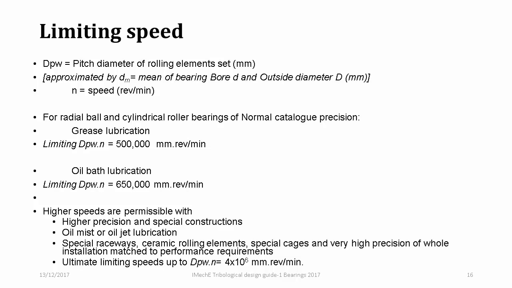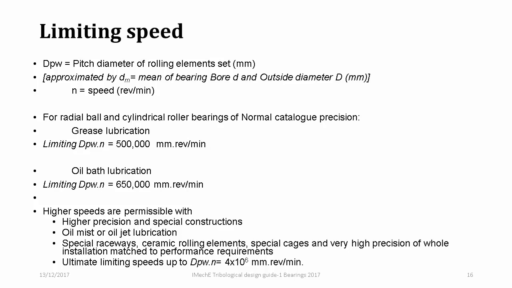semi-non-dimensional factor where if I'm making a regular ball or roller bearing, cylindrical roller bearing that is, not tapers, then they can't go quite so fast, or sphericals. Of normal catalogue precision with grease lubrication, this limiting DN factor is around about 500,000 millimeters times revs per minute. If I'm using oil bath lubrication instead, the limiting speed goes up to 650,000 millimeters times revs per minute.